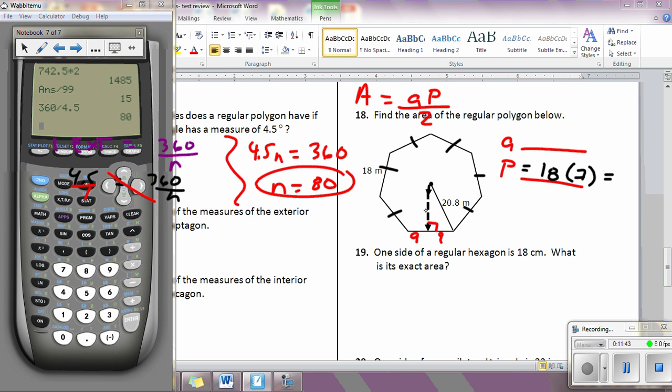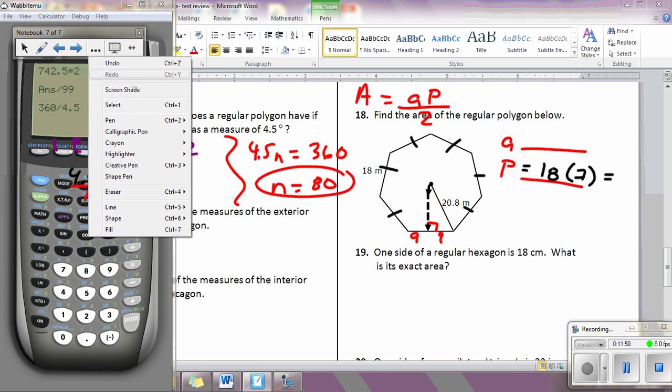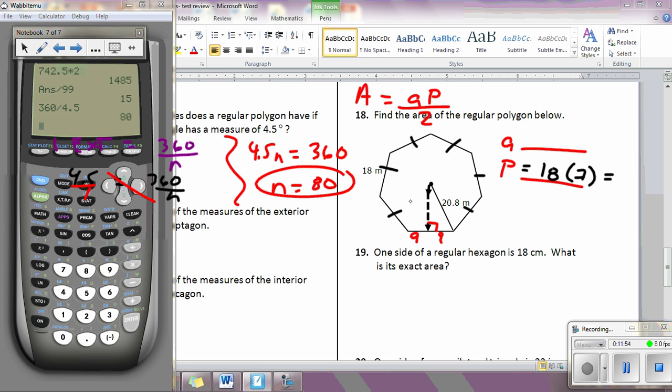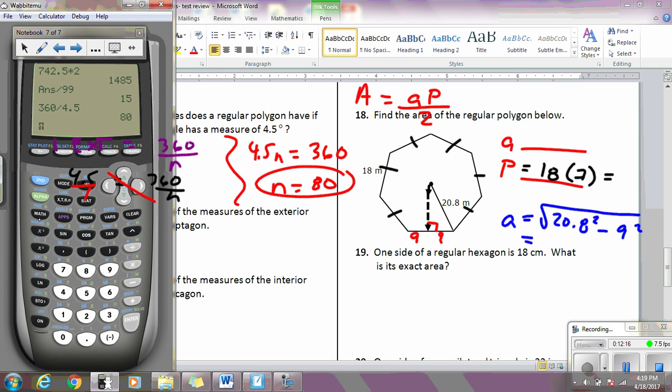So I have a right triangle, and I need to use Pythagorean's theorem to find my apothem. The shortcut: my apothem is going to equal the square root of the slanted side, 20.8 squared, minus 9 squared. So let's grab our calculator for that. 20.8 squared minus 9 squared. And it's about 18.75.